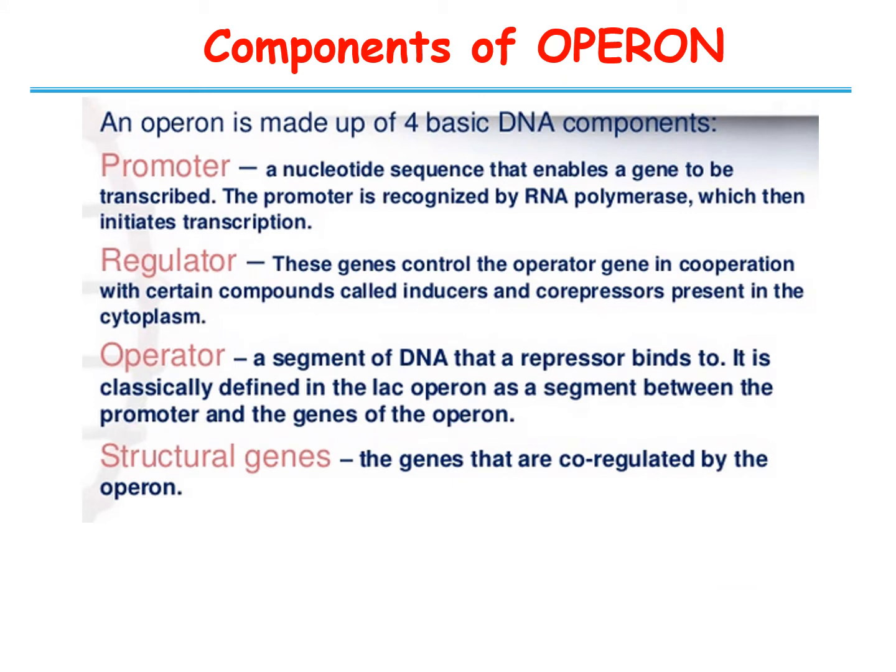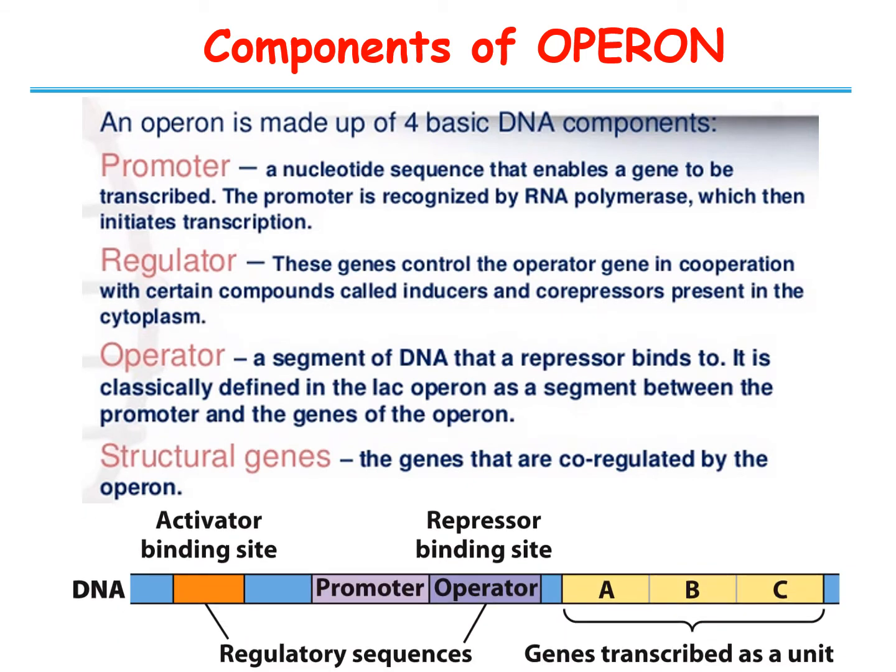So what are the basic components of an operon? The basic components of the DNA in an operon can be explained as follows. First, a promoter. A promoter is the nucleotide sequence to which the RNA polymerase goes and binds, and hence it helps in transcription of the gene. Then we have a regulator. A regulator is the sequence for the other regulatory elements which help the RNA polymerase bind, the elements being inducers or co-repressors, etc.